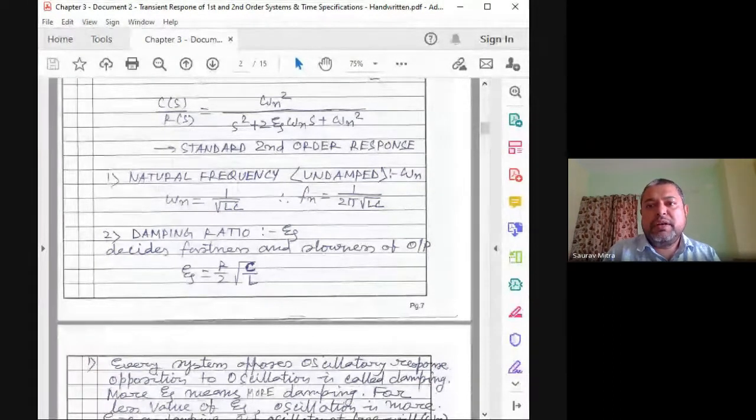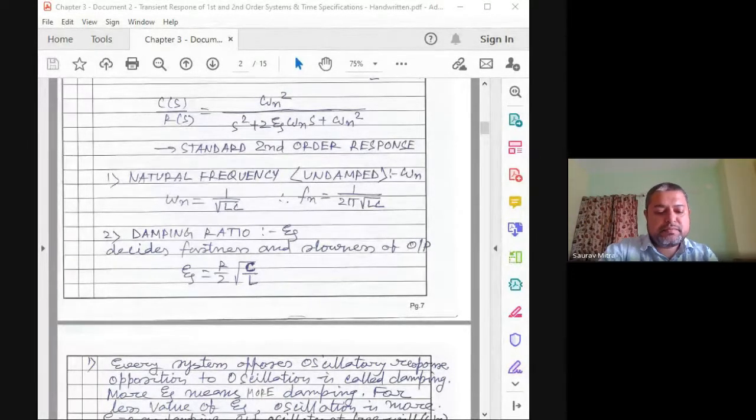So write down this topic I am giving in the chat box. This is second order RLC, second order RLC step response for different damping conditions. So I have given the title in the chat box.